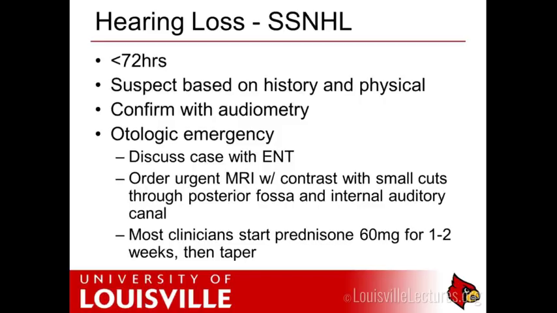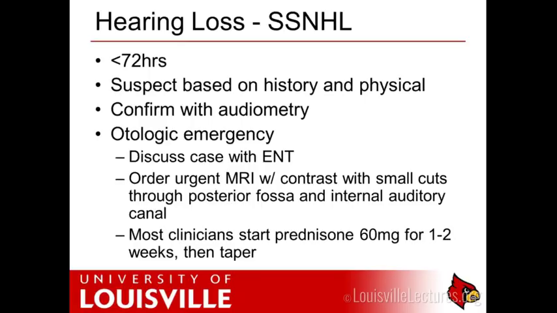All right, so we're going to talk mainly about sudden sensory neural hearing loss, and our clinic topic kind of focused mostly on that. So this is less than 72 hours, and you want to suspect this based on history. So the patient's telling you, I stopped hearing, and then your physical exam. So you do the Weber and Rinne test, and you're like, all right, this seems like sensory neural hearing loss as opposed to conductive hearing loss. And so these patients are going to get audiometry. That's how you're going to confirm that diagnosis. And then you're going to discuss this with ENT. So it's an otologic emergency.